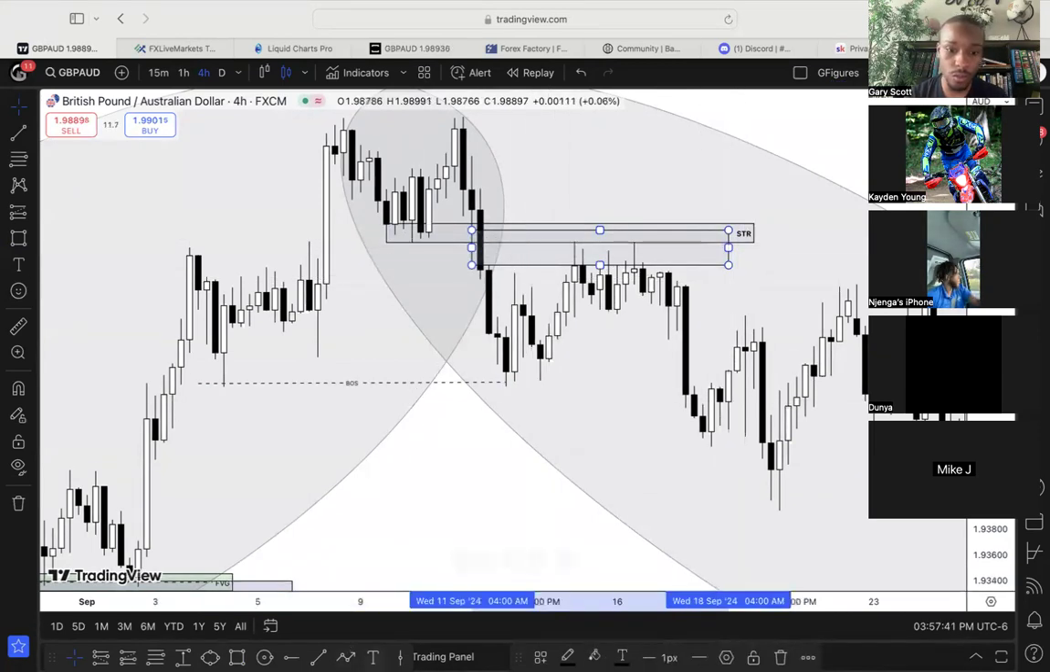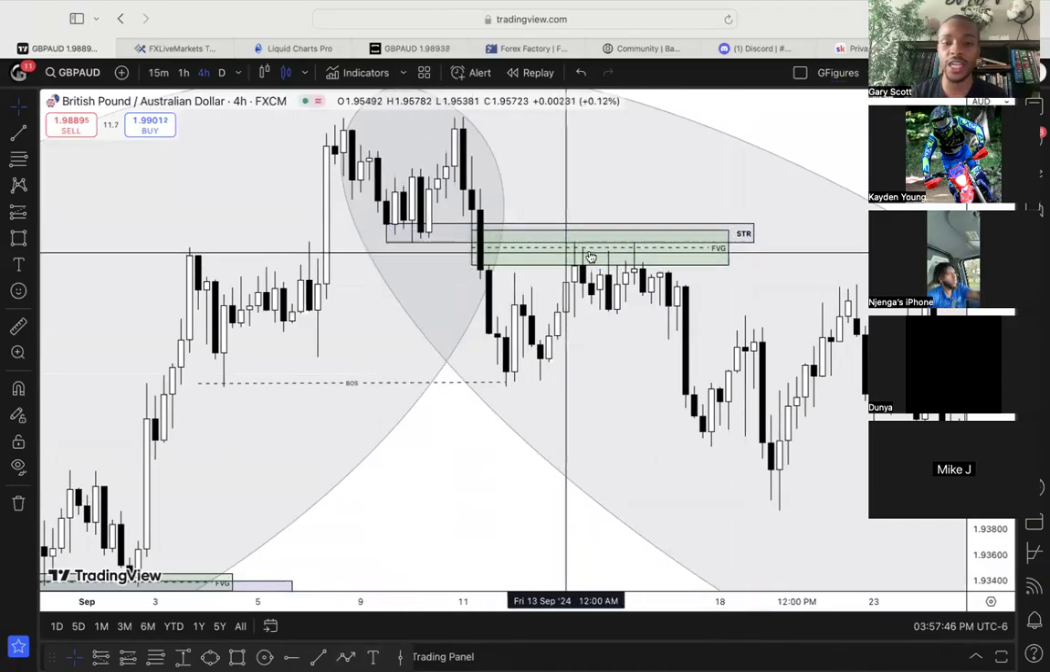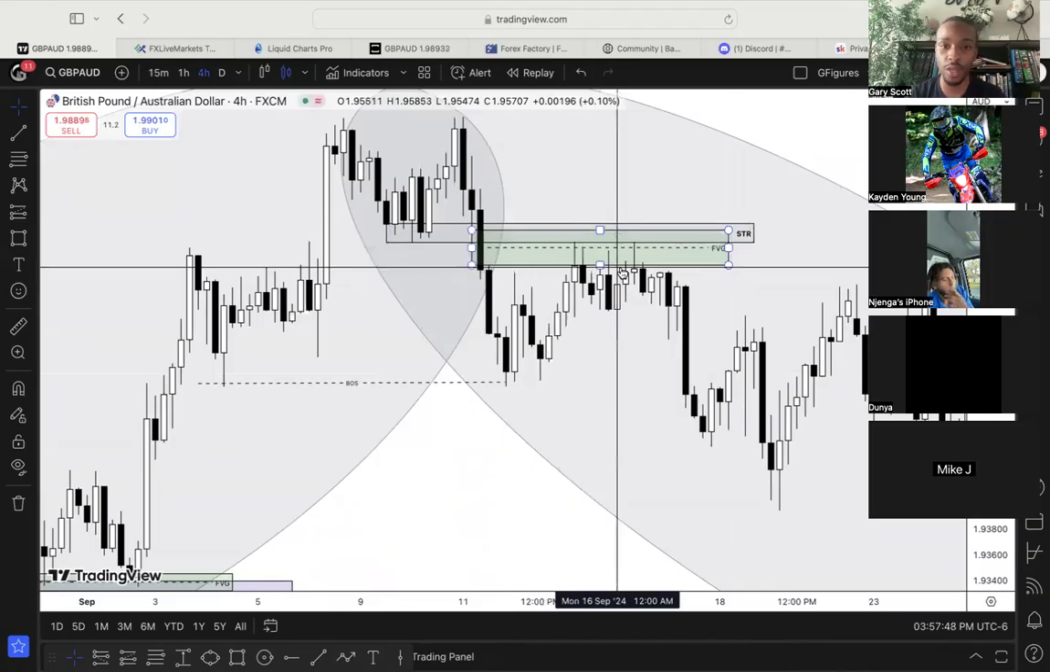So now, not only do you have a fair value gap, but you have a structure level that actually ties within your fair value gap. How are you able to identify which levels are more important than the next? It's the ones that are close to each other. If a fair value gap is close to an order block, that's a good thing. If a fair value gap is close to a structural level, that's a good thing. That's showing you more ways than one of having a strong level to play off of.